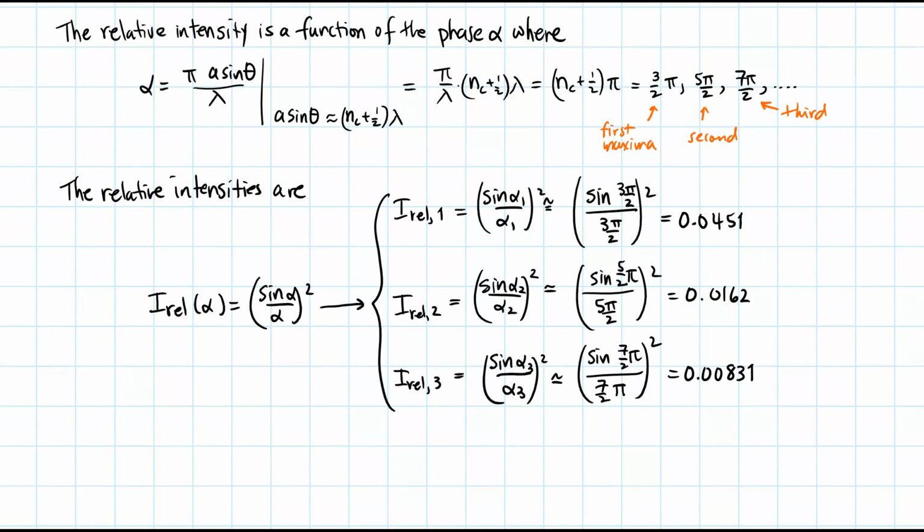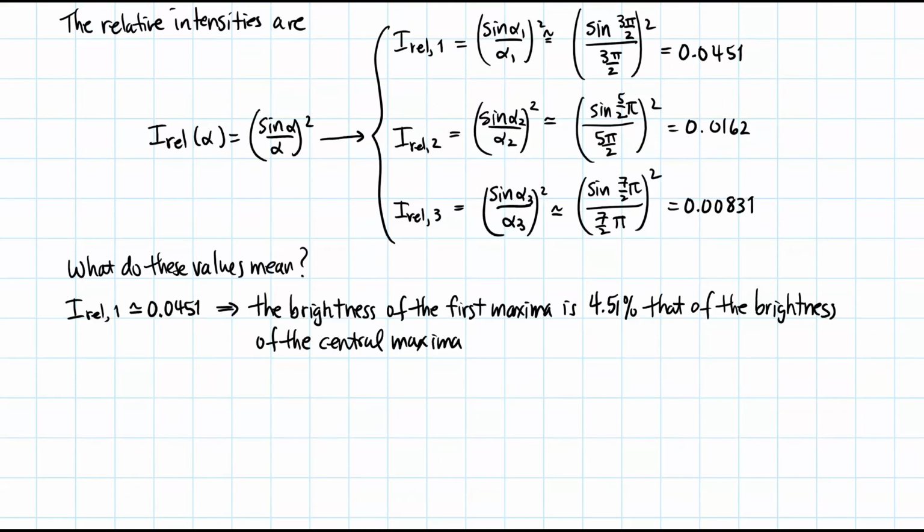Plugging in these alphas to the relative intensity, I find that the relative intensity of the first is sine of alpha 1 divided by alpha 1, squared, which would be sine of 3 pi over 2 divided by 3 pi over 2, squared, and I get 0.0451. Now if I repeat the same process for 2 and 3, I get 0.0162 and 0.00831.